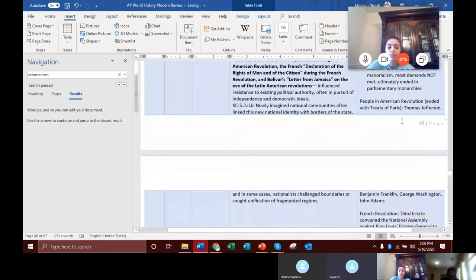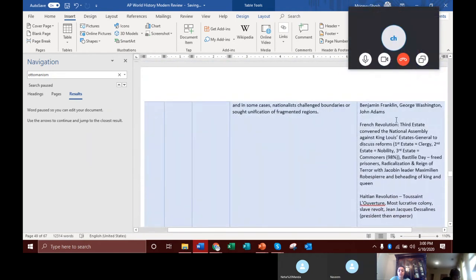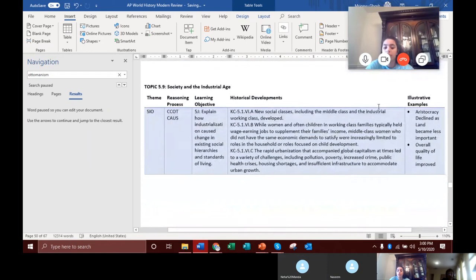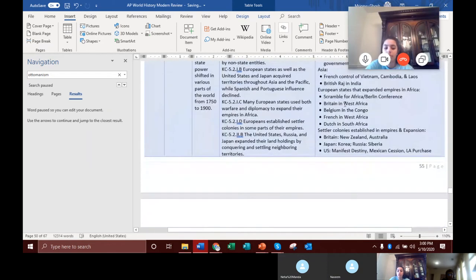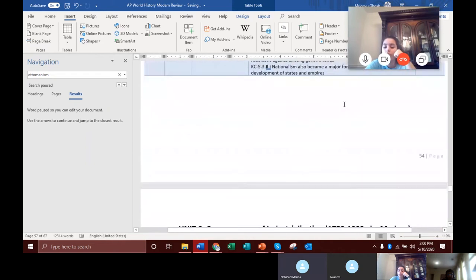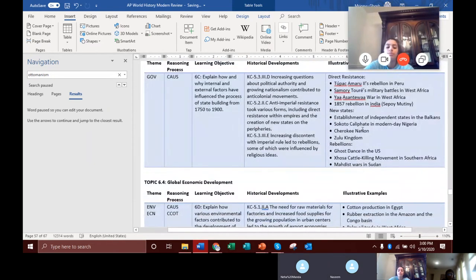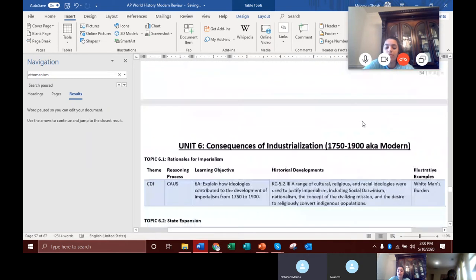Okay, is there anything about revolts here in general? Revolts were... What do you mean? Like the consequences of... Rationales, indigenous responses. Yes. Never mind. Let's just ignore what I said.